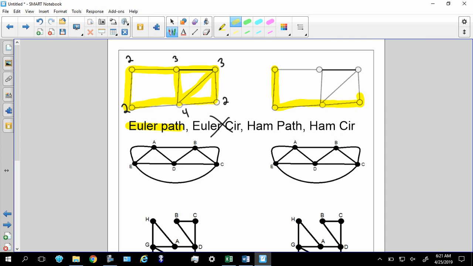Now Hamiltonian path, or we'll do Hamiltonian circuit. That's easier. All right, there's my Hamiltonian circuit. Very simple. Now let's see if I can do a path. I bet I can.